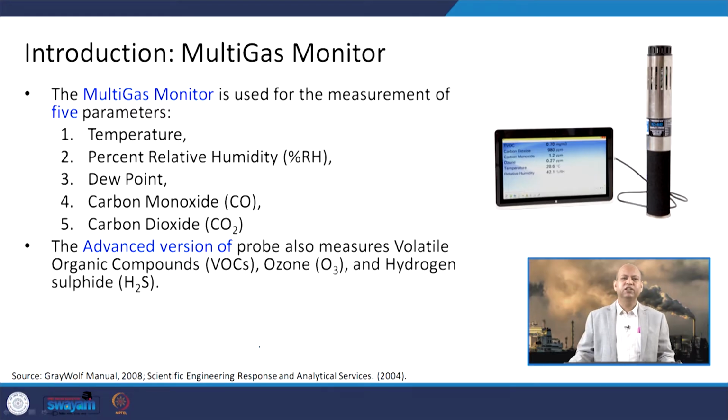Well, the multi-gas monitor is basically a sensor based monitor of different gases, and it can monitor 5 parameters: temperature, percent relative humidity, dew point, carbon monoxide and carbon dioxide. But there are some advanced probes which can also monitor 3 additional compounds: VOCs, volatile organic compounds, ozone and hydrogen sulfide. So a total of 8 parameters can be measured by the multi-gas monitor.